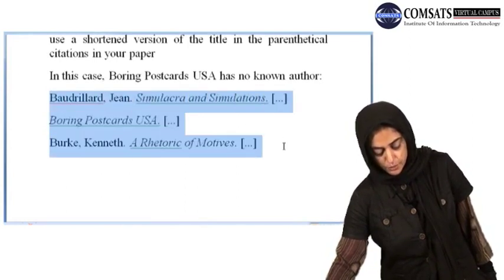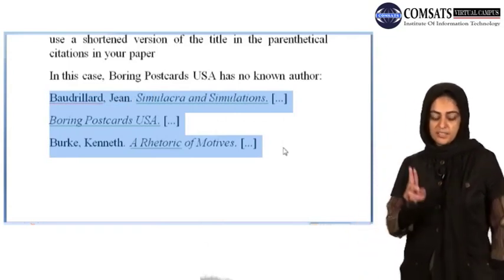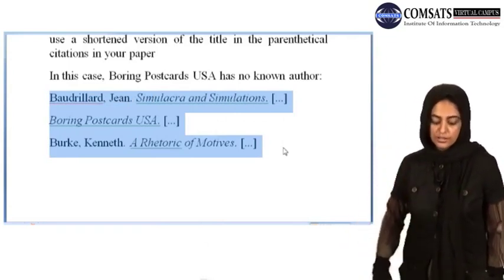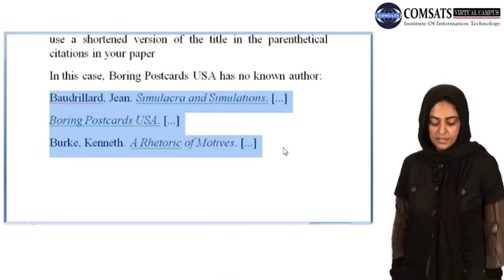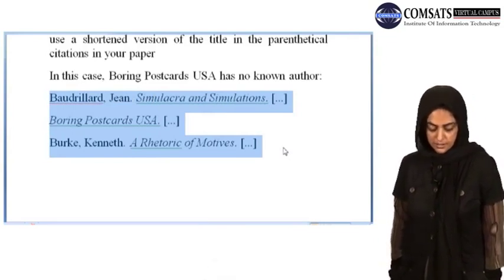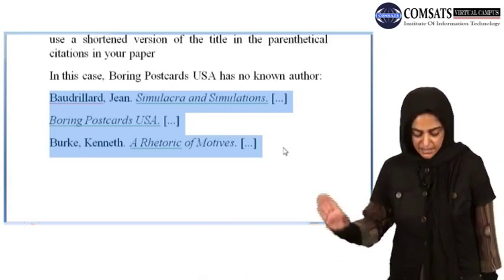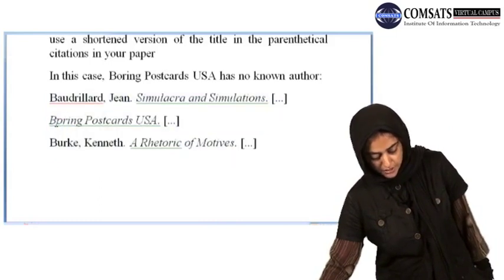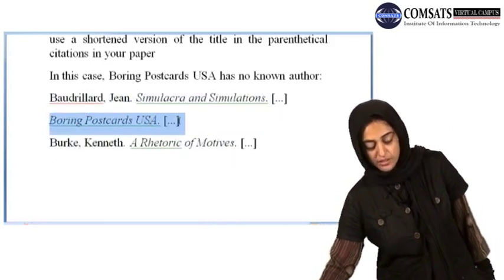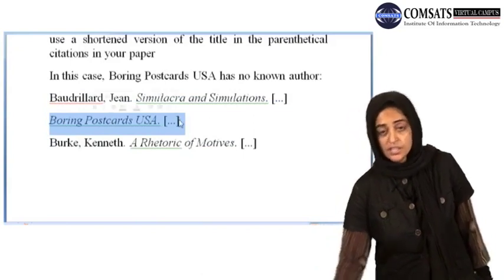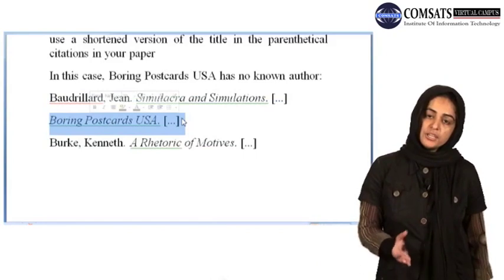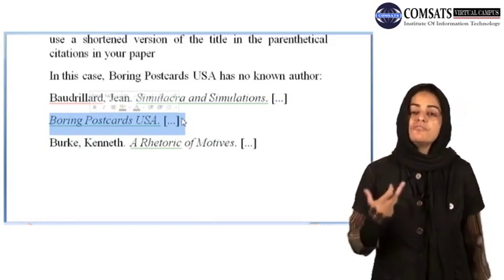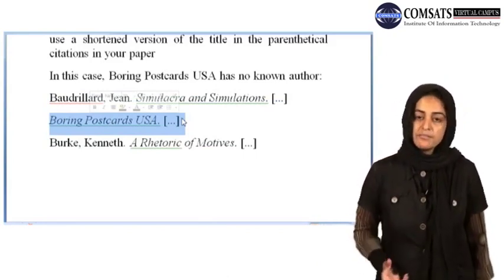There are 3 examples in front of you, and one of these 3 examples is with unknown author. The first example is Baudrillard, Jean, and the name of the essay and the entire details, a sample in front of you. The next one is Boring Postcards. Now this is not the name of the author. Boring Postcards USA, this is the title of the work that is being cited, because the author is not available. When author is not available, the title of the work will be the first thing that will be appearing in the reference.